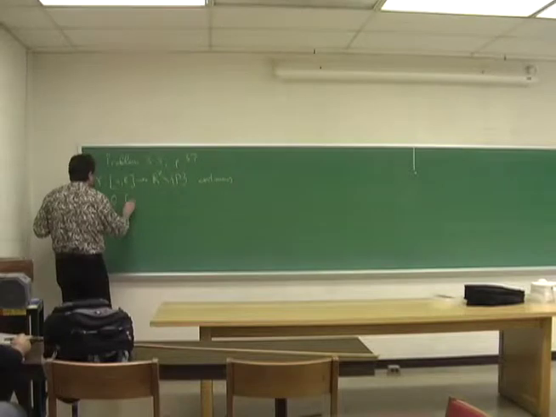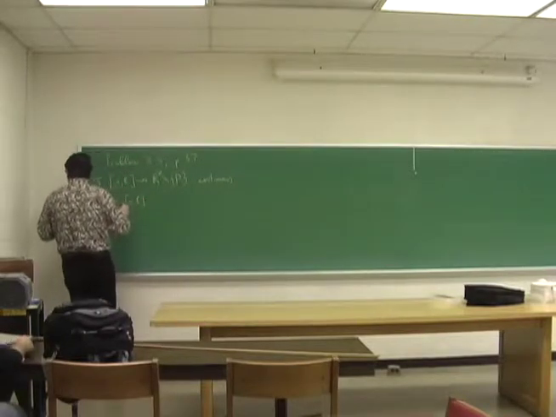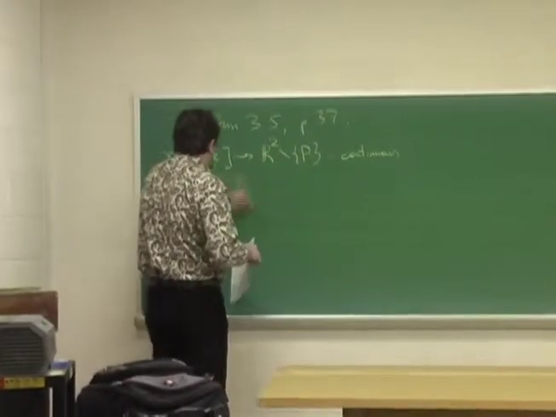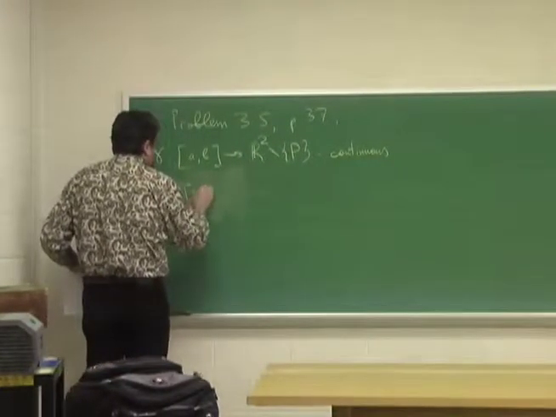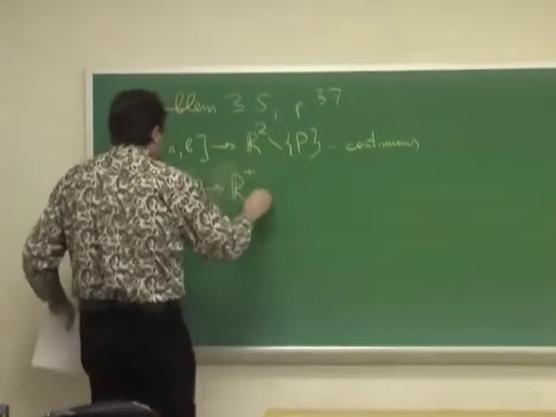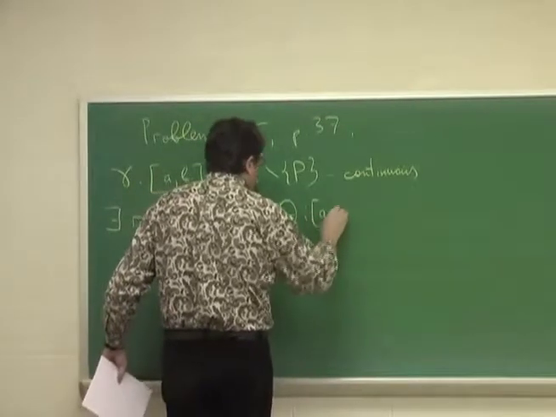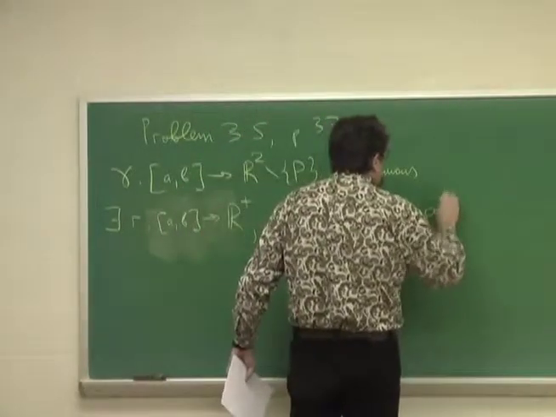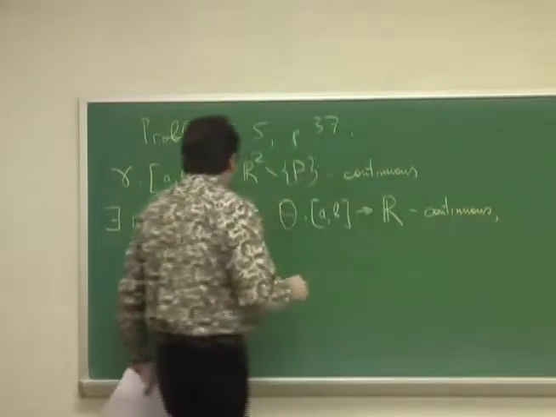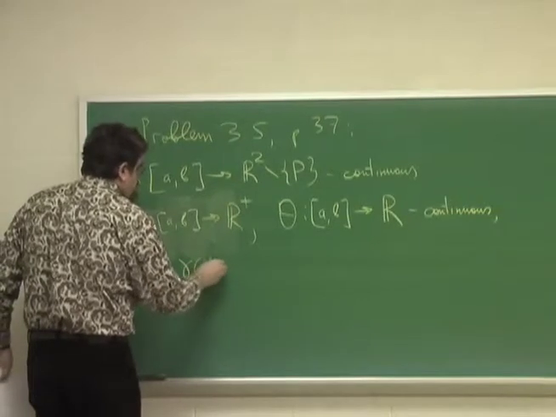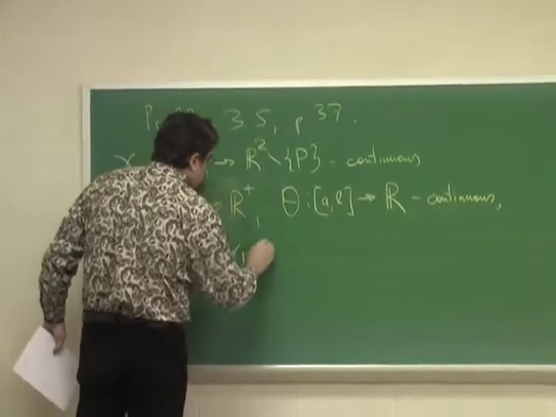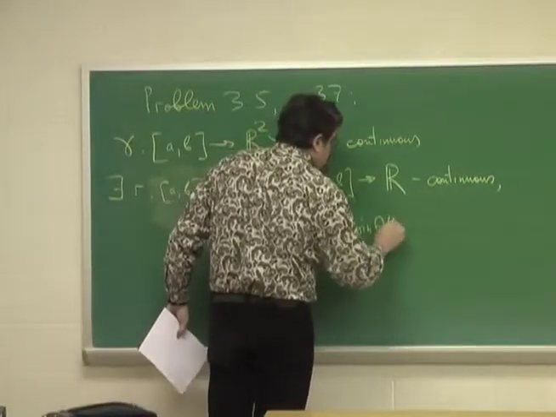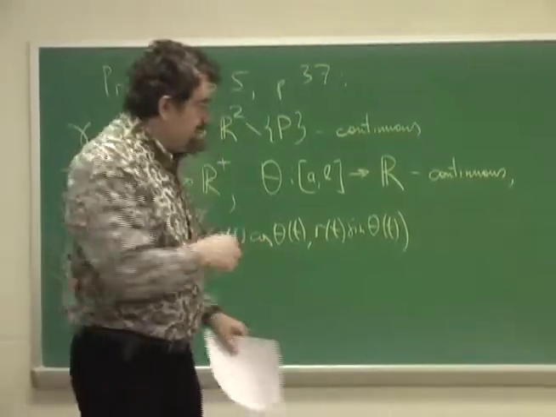Function theta from AB to... Oh, okay, it's not very good to write it this way because they have different ranges. So, r from AB to r plus, and the function theta from AB to r, and these functions are continuous, so that gamma of t has the following coordinates: r of t cosine theta of t, r of t sine theta of t. We did it a couple of times, and there is nothing new in that.